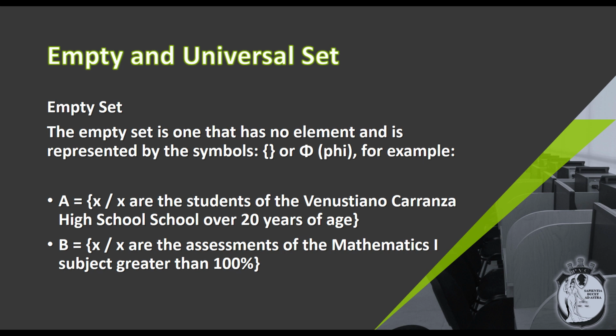There doesn't exist any student in our school over 20 years. Set B: x are the assessments of Mathematics 1 subject greater than 100%. There doesn't exist a grade above 100. Yeah, it's an empty set. Okay, and you can use that symbol to represent the empty set.